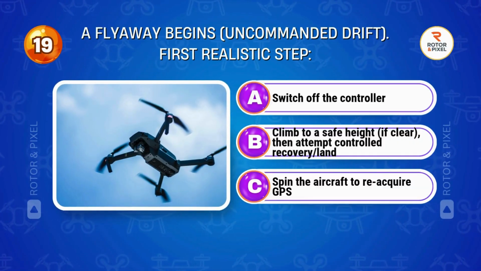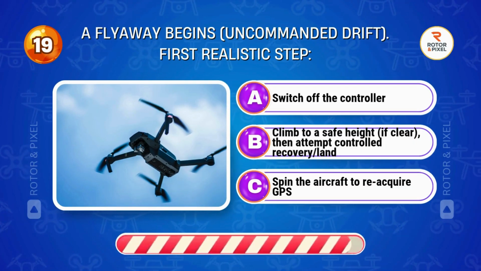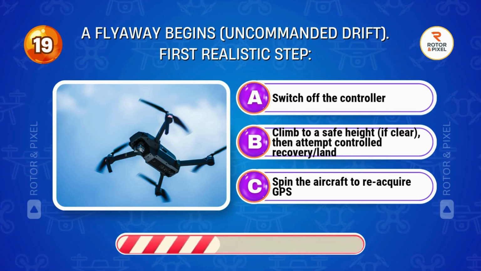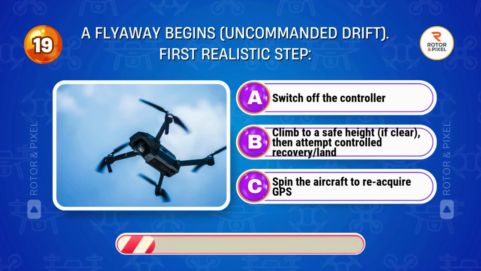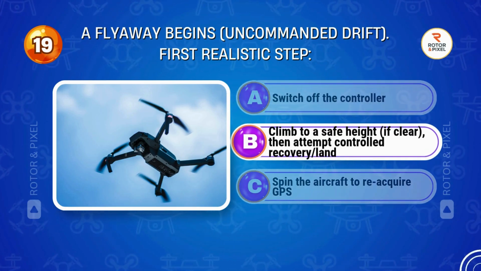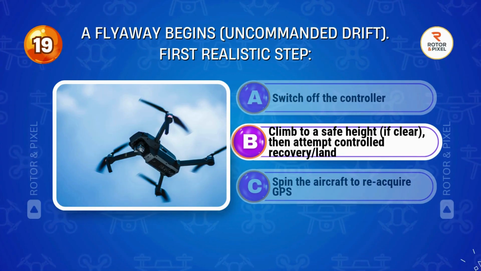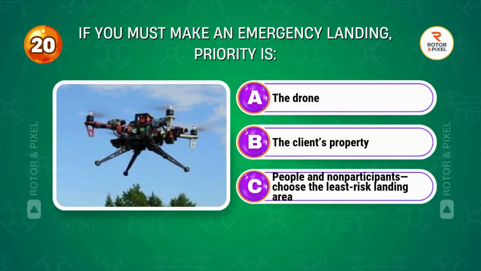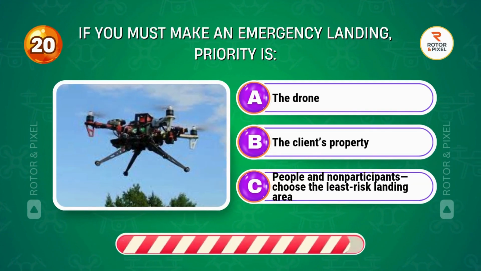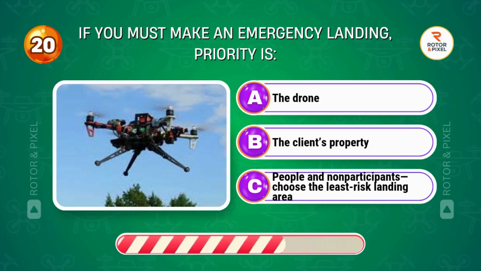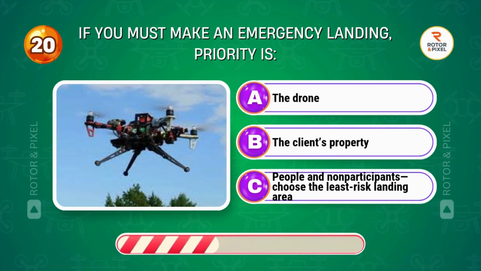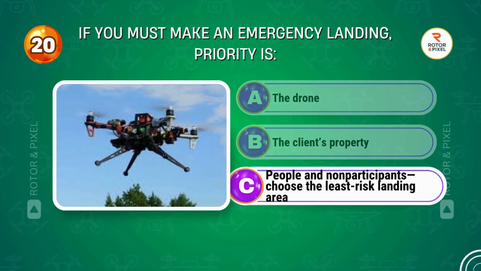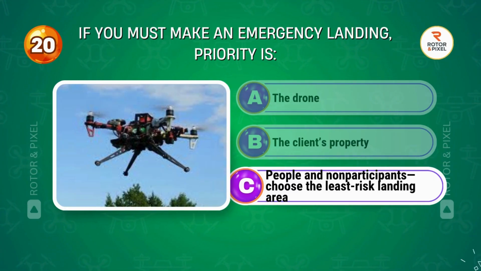A flyaway begins, uncommanded drift. First realistic step? Answer B, climb to a safe height. If clear, then attempt controlled recovery and land. If you must make an emergency landing, priority is... Answer C, people and non-participants; choose the least risk landing area.